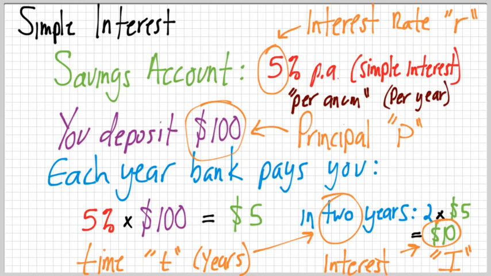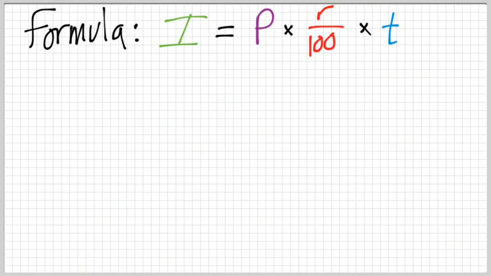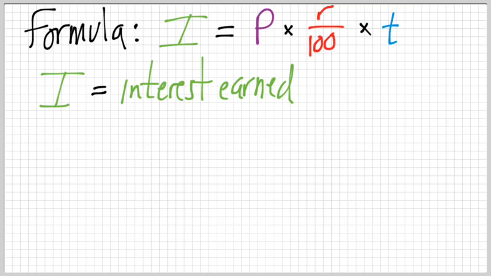So the R over 100 kind of puts the percent back in there. Don't ask me why they don't just say R percent, but that's the way we do it. That's the way it's commonly written, times T, which is time. And of course, all these things are the different things we've talked about.